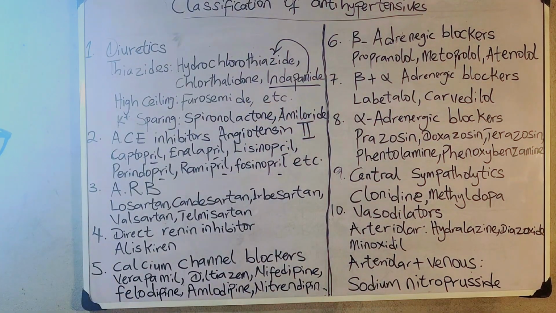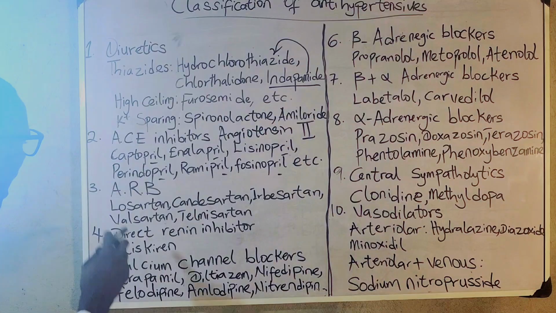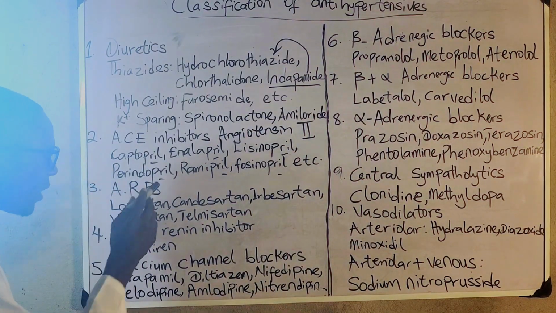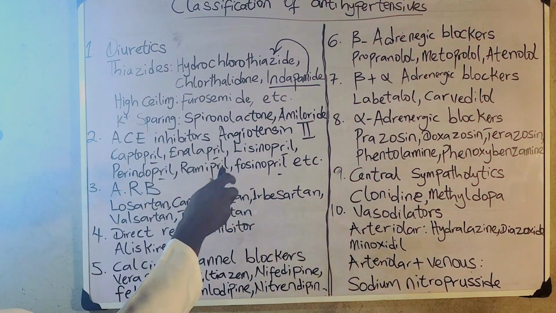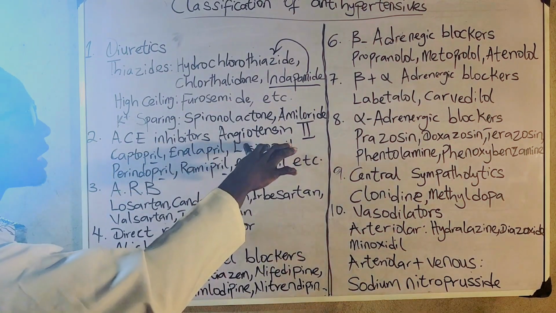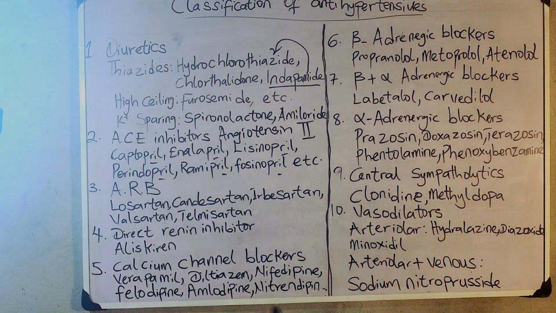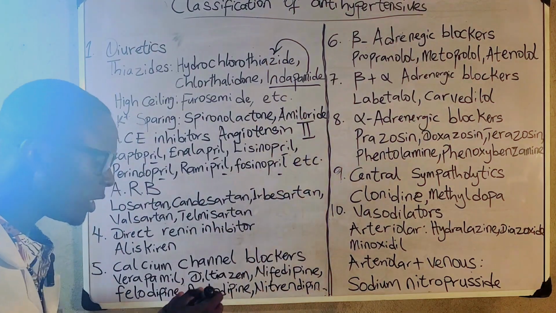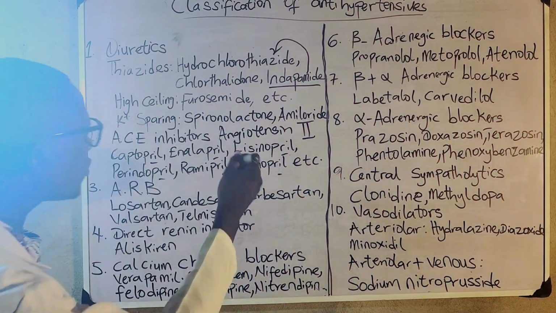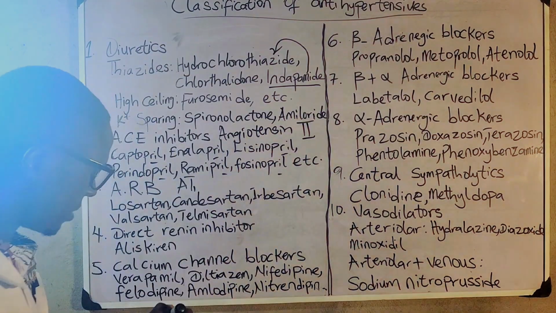Now another class of drug, that's number three, is the ARBs, which are the angiotensin receptor blockers. What does this drug do? Unlike ACE inhibitors that prevent the formation of angiotensin 2, it does not prevent the formation of angiotensin 2; rather, it prevents angiotensin 2 from binding to its receptor. Angiotensin 2 binds to the receptor at AT1.